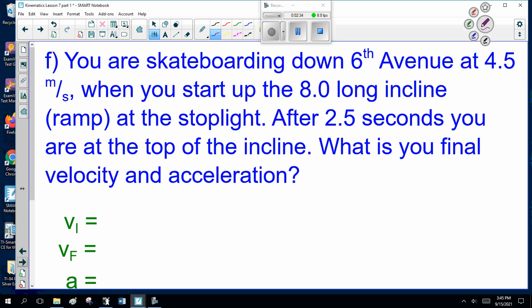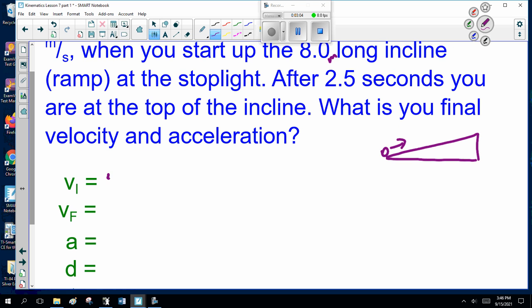Now, last question, kind of tricky. You're skateboarding down 6th Avenue at 4.5 meters a second when you start up the 8.8 meter long incline ramp. That should be 8 meters at the stoplight. After 2.5 seconds, you're at the top of the incline. What is your final velocity and acceleration? So here, draw a picture. You're going up the incline to the ramp. So the initial is 4.5 meters per second. We do not know V final.